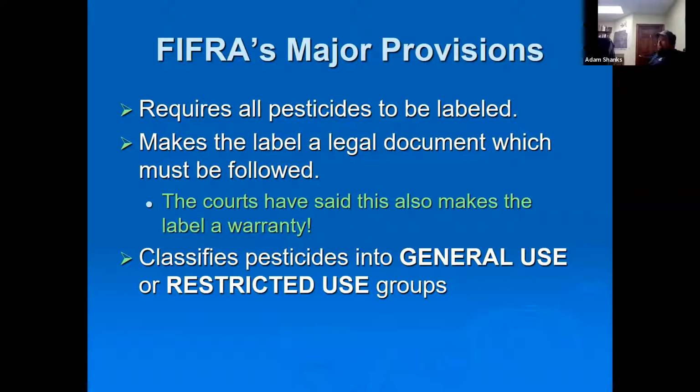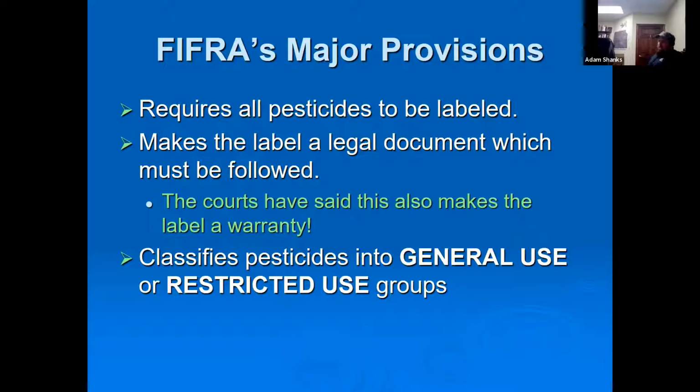But on the flip side of that, courts have said this also makes the label a warranty. So if you followed the label, applied like it's supposed to, followed everything that it says, and you have a failure, well, now you've got a warranty claim that, hey, I did everything I was supposed to, and these weeds escaped, or this algae didn't go away. You've got a warranty there to go back to the manufacturer to stand on.